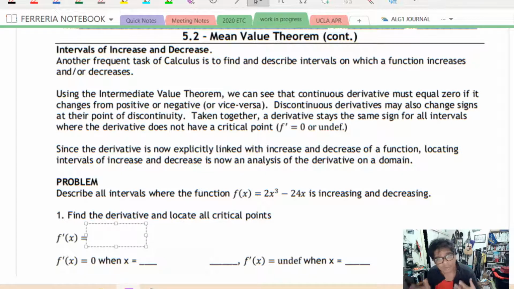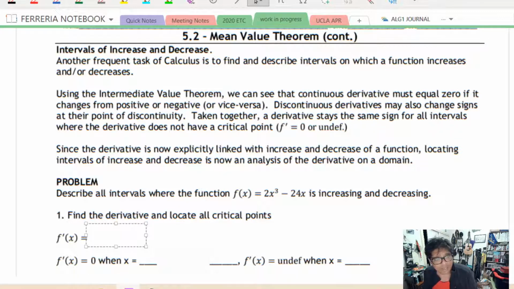If a derivative changes from positive to negative, this is the way we want to say it, then the derivative has to equal 0 at some place. Same thing the other way around. If a derivative changes from negative to positive, then the derivative has to equal 0 at some point. Okay. Discontinuous derivatives also could change sign at a point of discontinuity. So that's something that could happen.